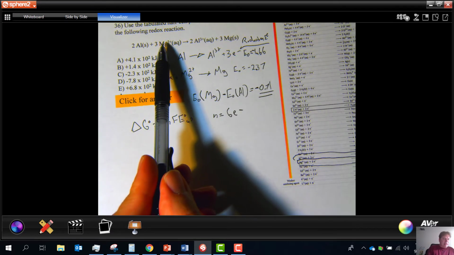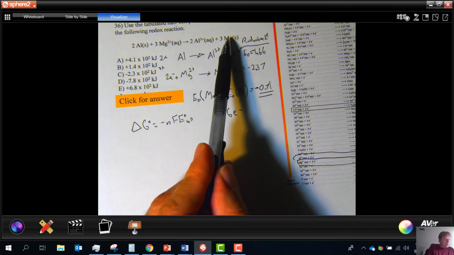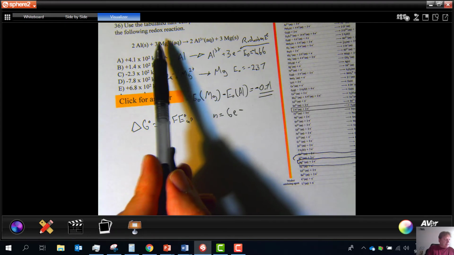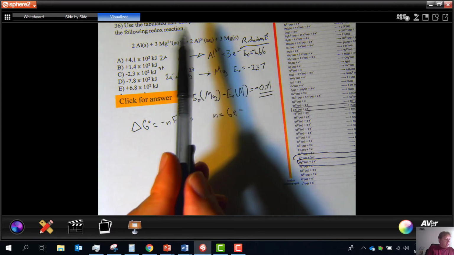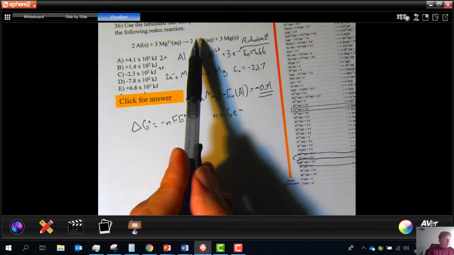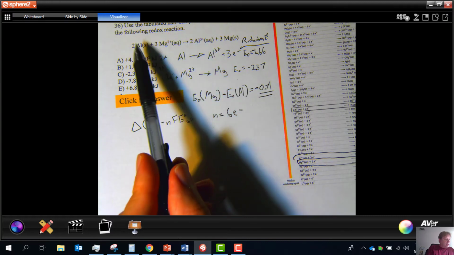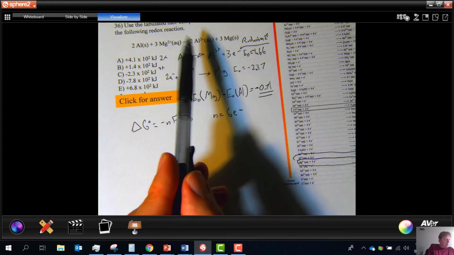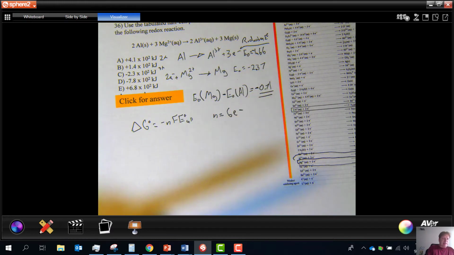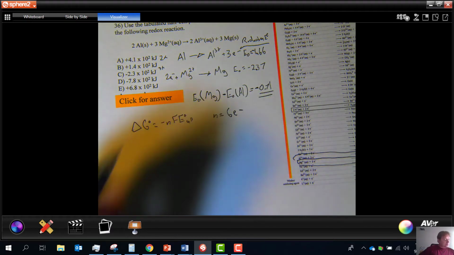So 3 magnesiums forming 3 magnesium plus 2, so 3 times plus 2. So we need 6 electrons there. And then here we have 2 aluminum going to 2 aluminum plus 3. So for the plus 3, we would be losing 6 electrons there. So n is 6. It's for the entire reaction.